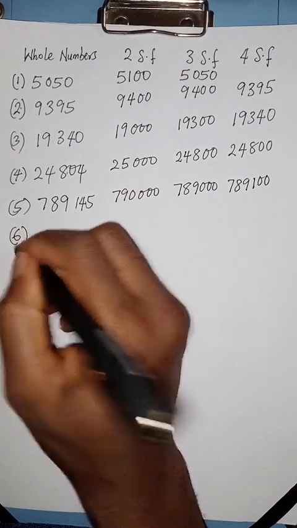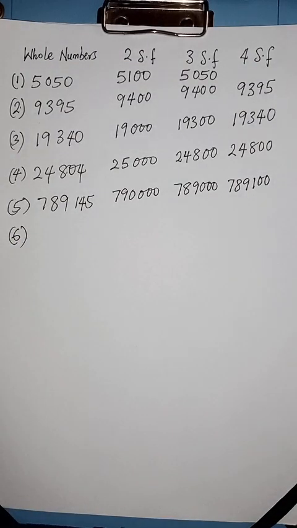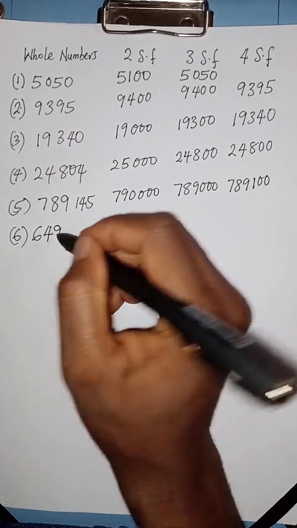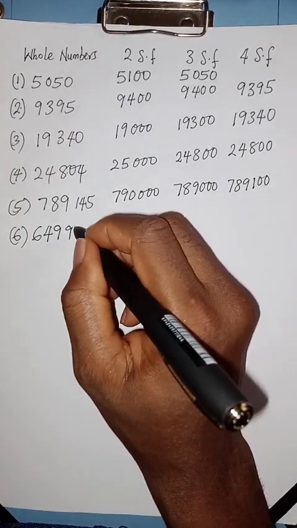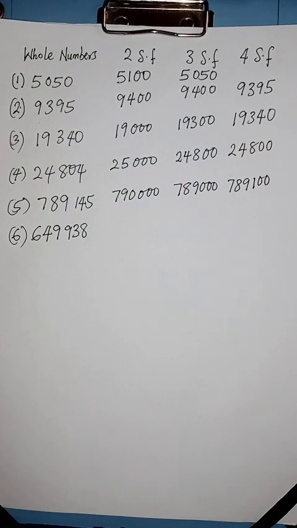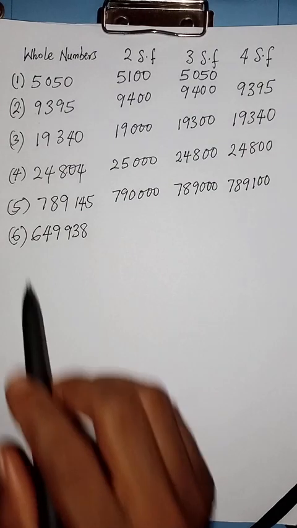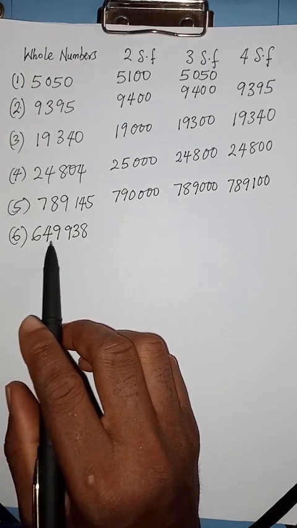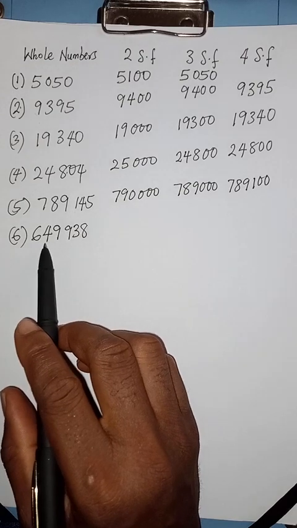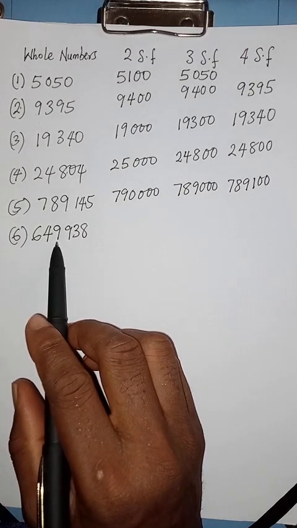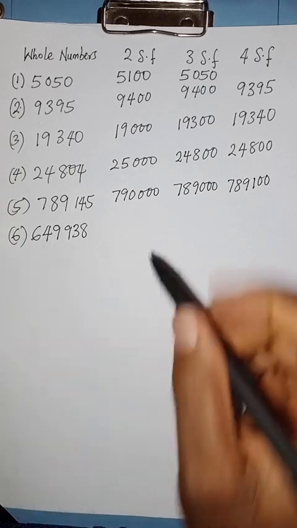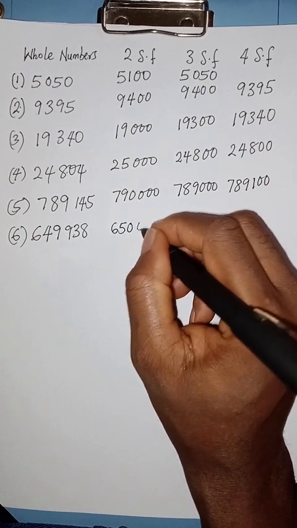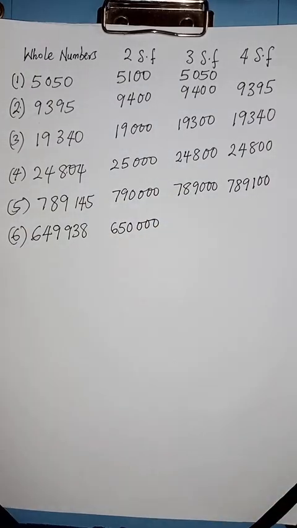Let's try out number 6. I have 649,938. Now to two significant figures, again, 6 and 4 are the two significant figures. Before you write it, you check the digit after the second significant figure. It's 9, so you're going to round up, add 1 to 4, and it becomes 65. Then convert every other digit to 0, 0, 0.